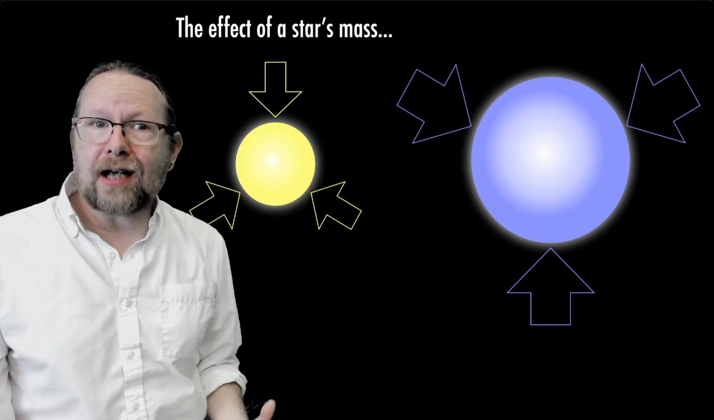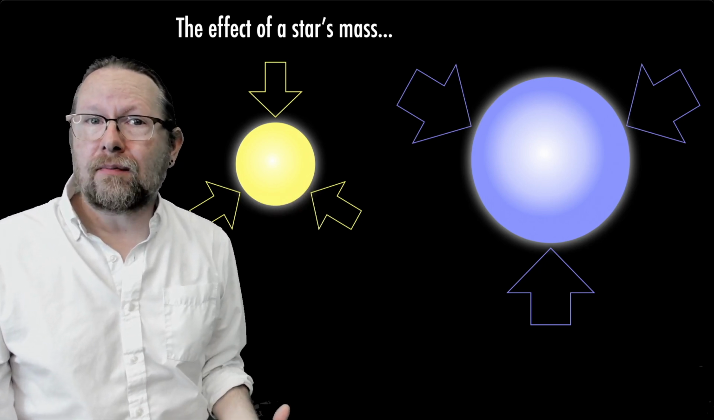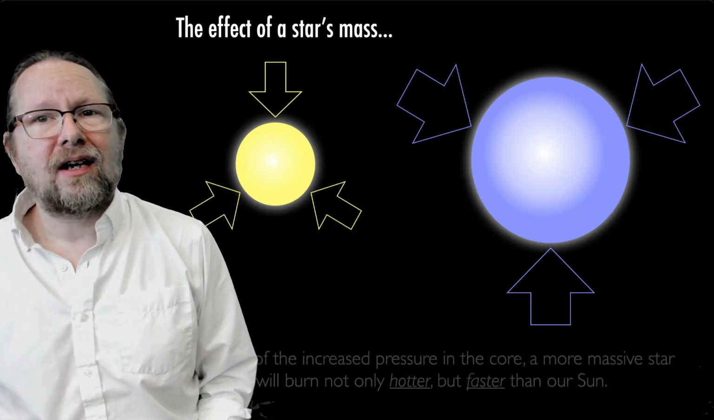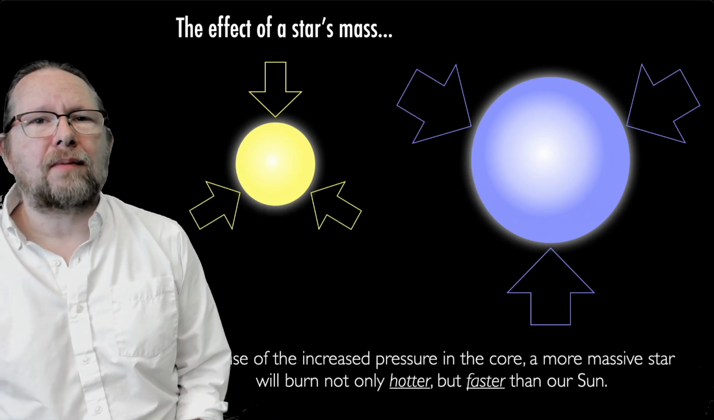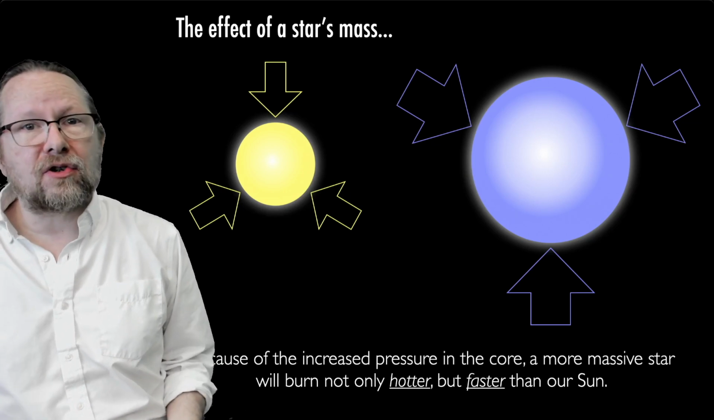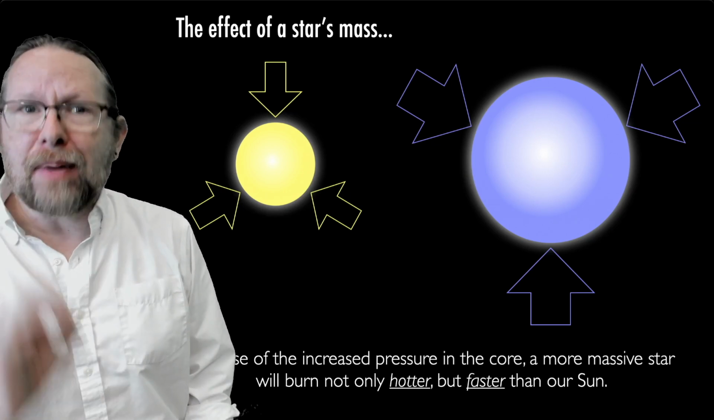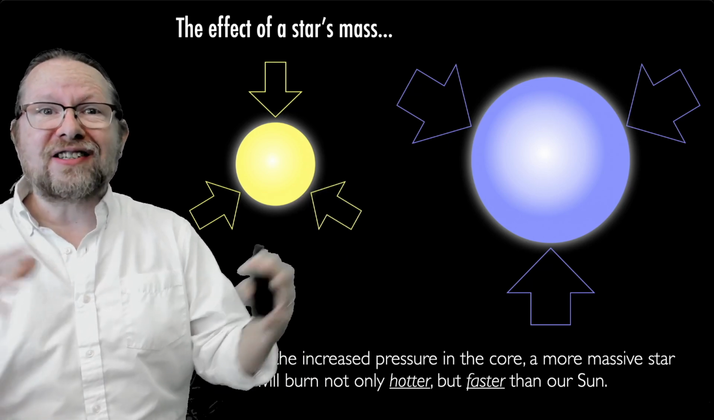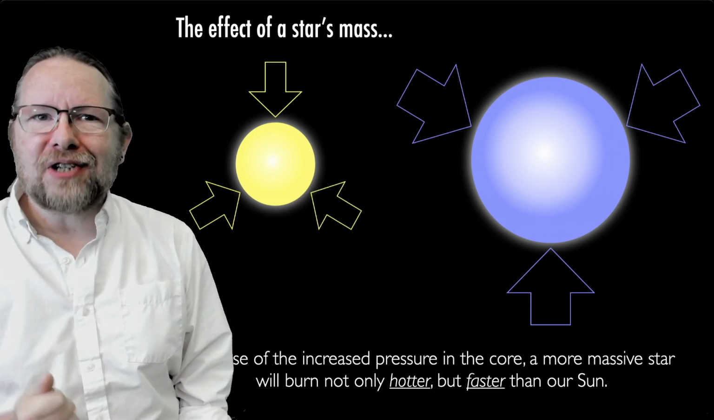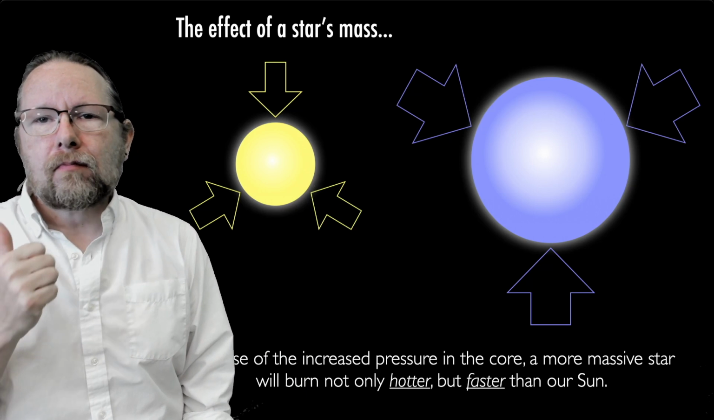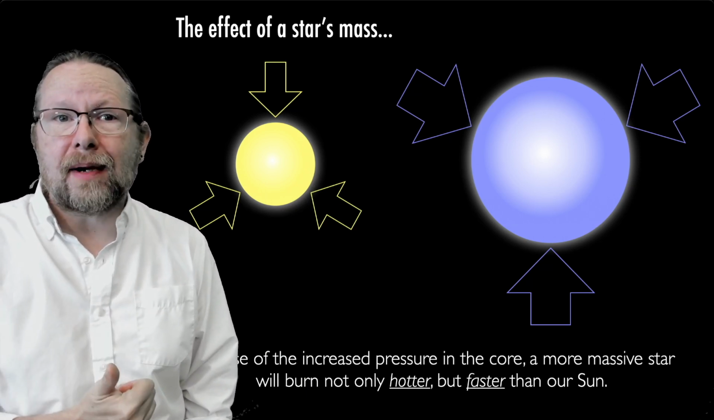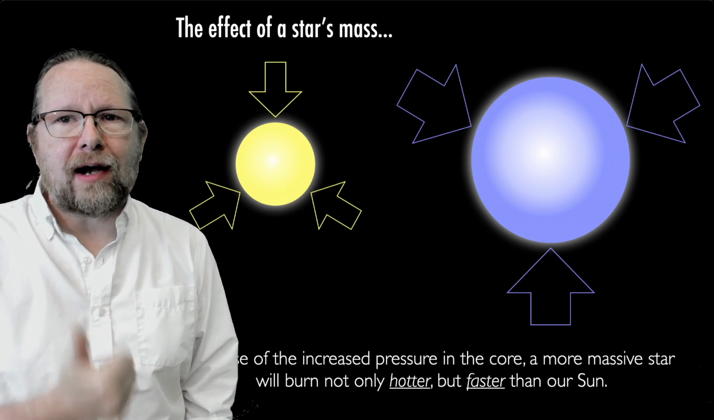Stars with less hydrogen, less mass, last for longer. Stars with more hydrogen, more mass, last for less time. So the more massive a star is, and I have to be careful not to say bigger, because stars, we'll see in a minute, change their size over the course of their life, but they don't change their mass. Stars with more mass live for a shorter amount of time because they burn their hydrogen faster.